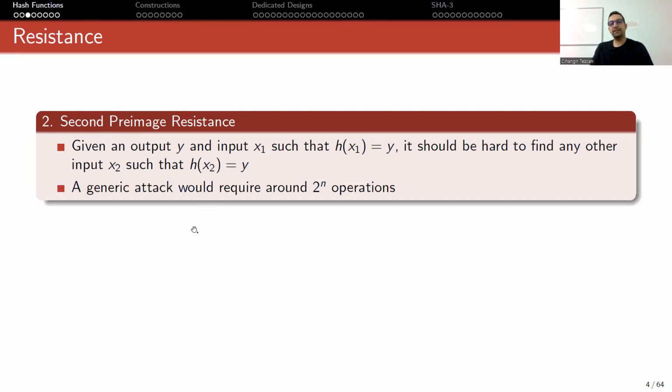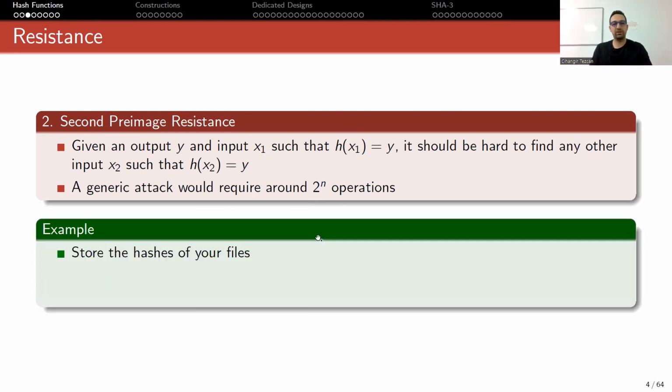Again, a generic attack will require around 2 to the n operations, but if there is a weakness in this design, you could find such a pre-image by performing less than 2 to the n operations. So how can this come in handy?